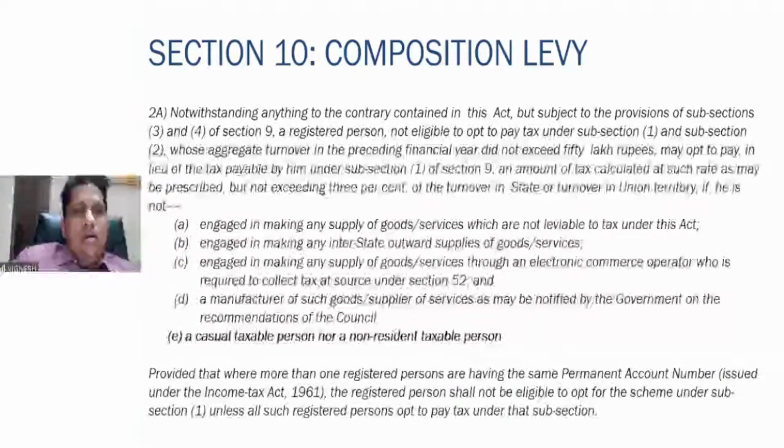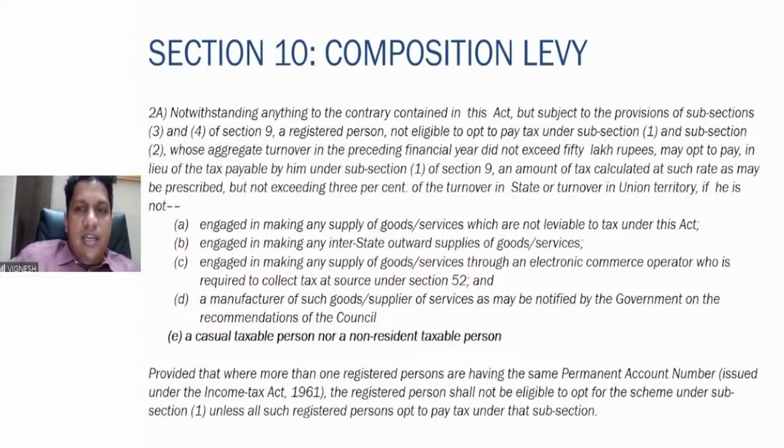Fine. So instead of paying the tax under regular tax, he can calculate the amount of tax at such rate as may be prescribed, but not exceeding 3% of the turnover. Okay. So what are the conditions which are given here? First one, he cannot opt if he is making supply of goods or services not leviable to tax. That is engaged purely in exempt supply. No need to pay, he cannot opt for this.